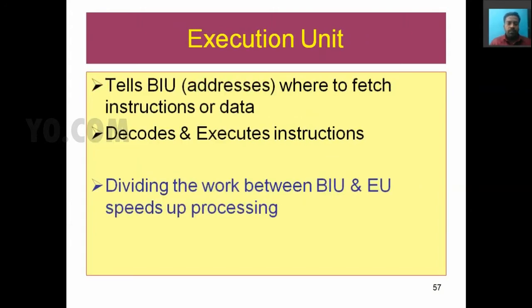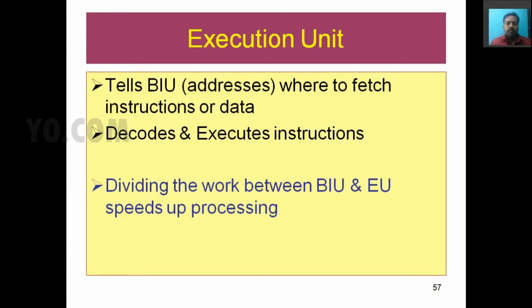Then the execution unit tells the bus interface unit where to fetch the instruction or data. That means it informs the bus interface unit of the address of the data or instruction. Then the bus interface unit takes the data from memory based on the address given by the execution unit, and the data is given to the execution unit. The execution unit decodes and executes the instruction.